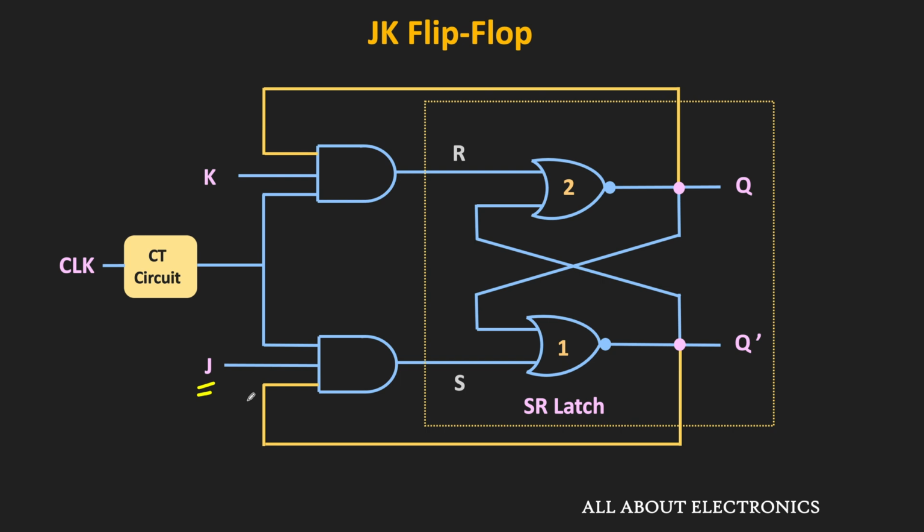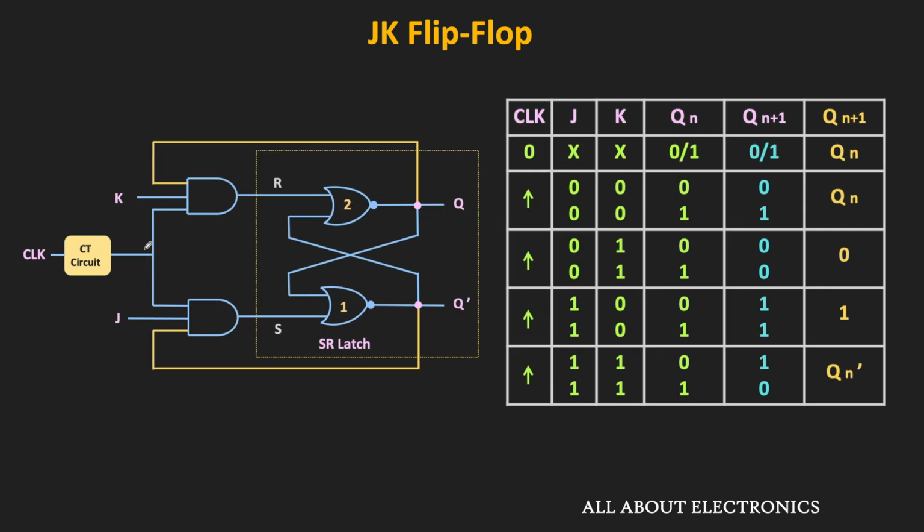So let us see how. Here, when there is no clock transition, the output of both AND gates will be 0. That means in that case, both S and R inputs will be 0. And as you know, when both inputs of the SR latch are 0, it will retain its current state. So when there is no clock transition, this JK flip-flop will retain its present state.